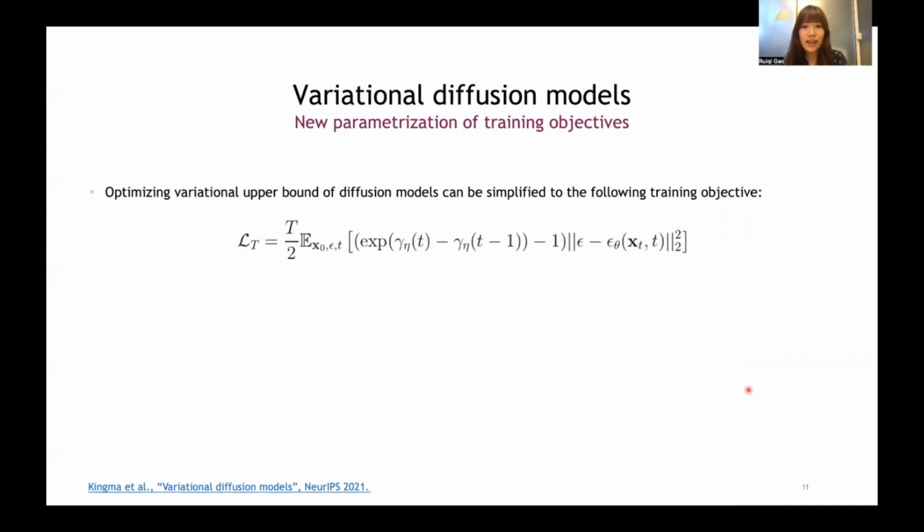To optimize the parameters of the forward process, this paper further derived a new parameterization of the training objectives. They have shown that optimizing the variational upper bound of the diffusion models can be simplified to the following training objectives. Note that this gamma eta participates in the weighting of the different L2 norms at different time steps. This is the training objective they derive for the discrete time setting.